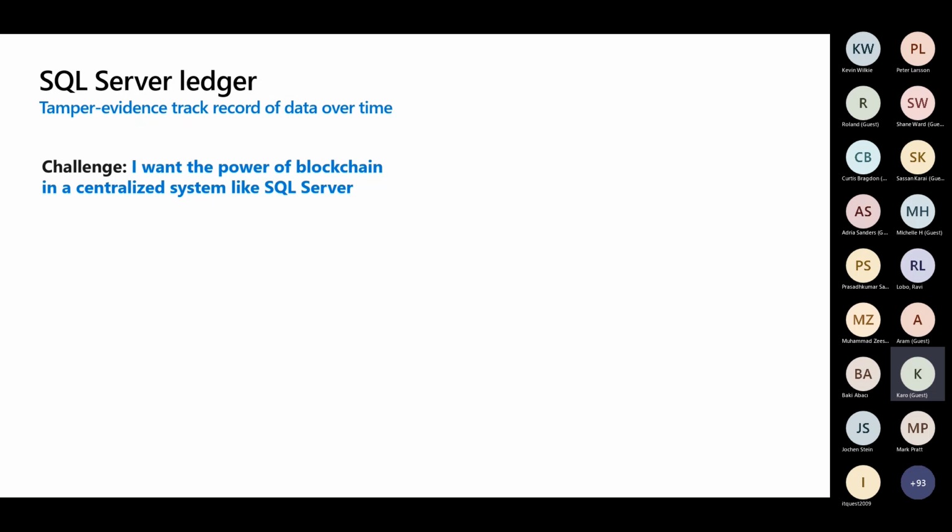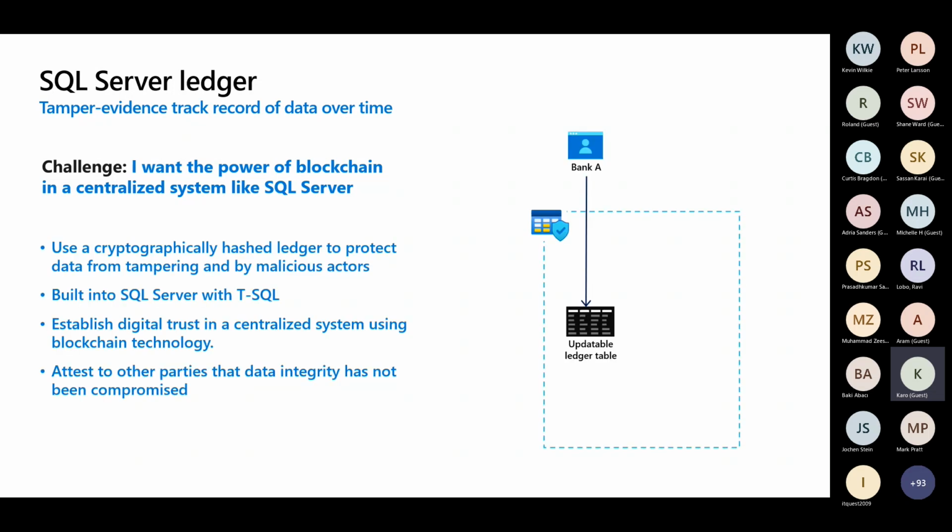So you may have heard of a technology called blockchain. Blockchain can do these kind of things to give you tamper evidence, tamper proof. But the problem with blockchain is that it's typically in decentralized systems. So people say, I'd like to have the power of blockchain in a system like SQL Server. Let's take a look at it.